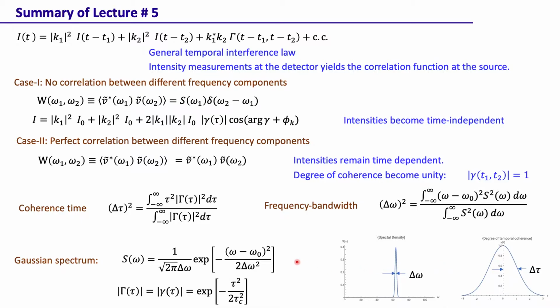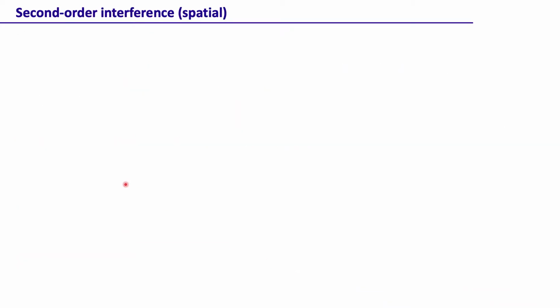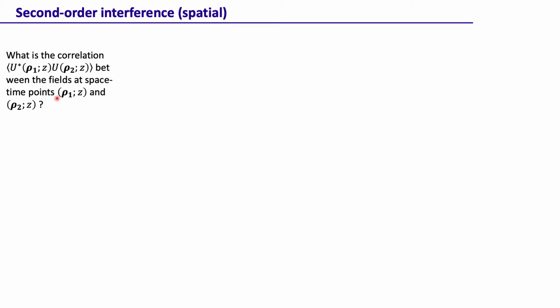So these are the concepts we actually looked at last time. Today we are going to discuss the second order coherence, second order interference in the spatial degree of freedom. So the question is very similar. Now the question we ask in this case is, what is the correlation between field points at rho 1 z and rho 2 z?